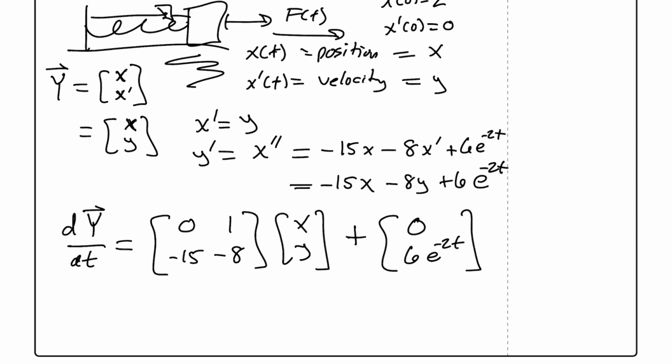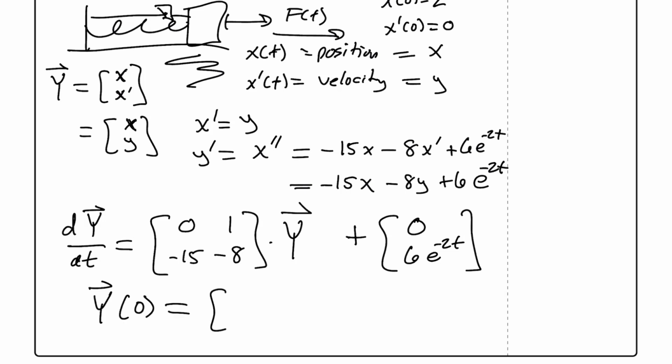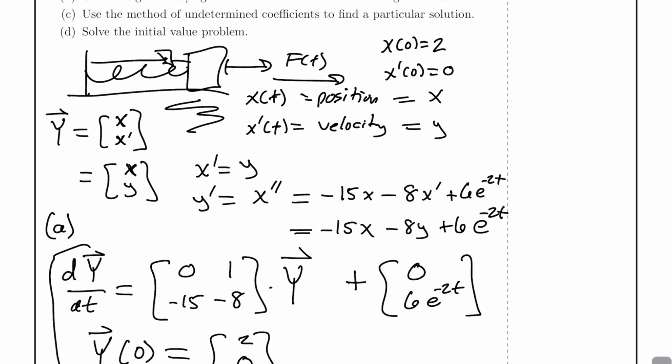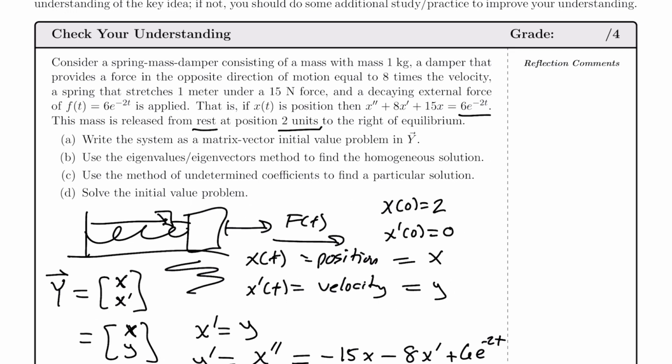That's the force shows up in the bottom row, because the bottom row is acceleration, so that's when the forces show up. And then the last step is to replace this x, y with state vector y, because x, y is state vector y. And then the initial condition, y of 0, is position 2 and velocity 0, so position 2, velocity 0. That is my initial value problem, so that is the answer to part A. Write the system as a matrix vector initial value problem.